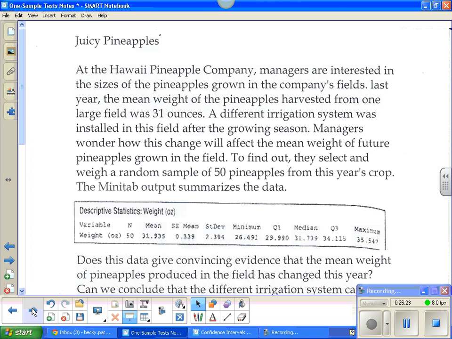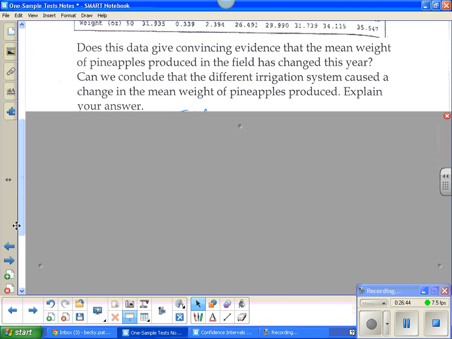Remember, they're going to give you these and you have to know how to read them. So here's my variable. There's my sample size, my mean. There's your standard deviation over here. This is your standard error mean. Don't use him. Then it says, does this data give convincing evidence that the mean weight of pineapples produced in the field has changed? What are you? You're a not equal to.